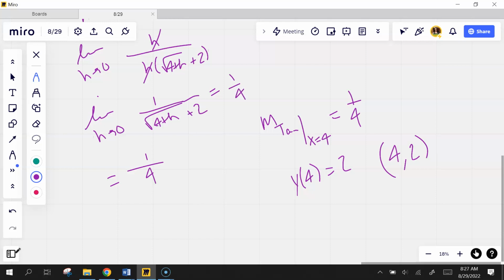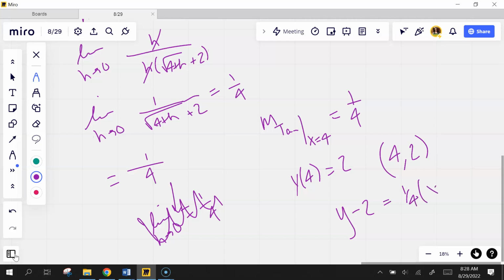Equals 1/4. Yes, that's fine. Don't come here and say limit as h goes to 0. Don't put the 1/4 here. Or don't say equals 1/4 here, because there's nothing that you're showing that you're taking the limit of. So of course, then I did my equation of the line. 1/4 x minus.